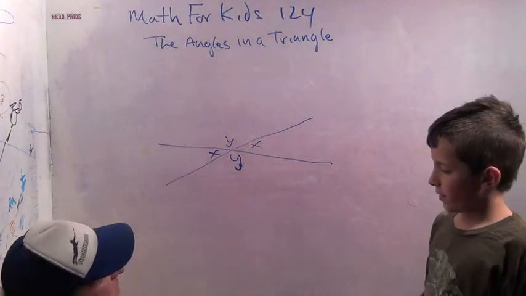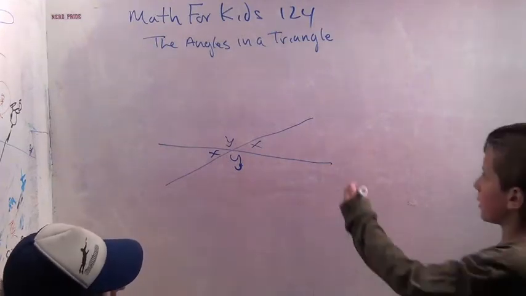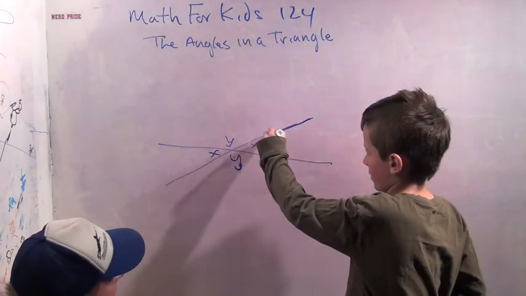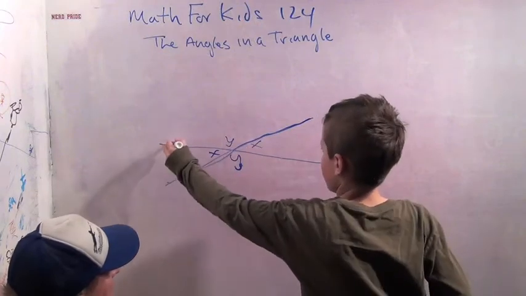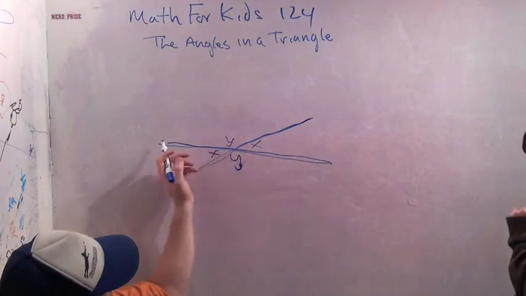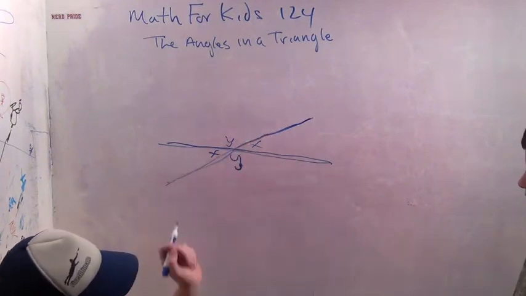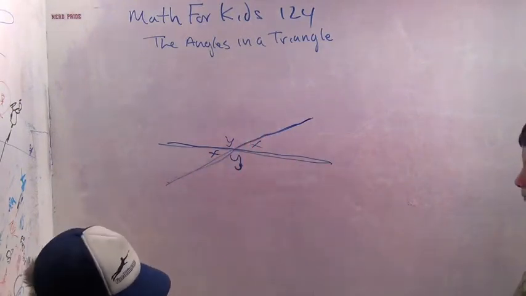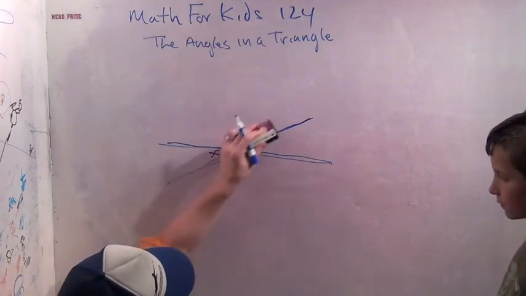Well, x plus y is 180. Why is that? Because this is a straight line. That's a straight line right there. And so is this. Okay, and so the angles x and y have to add up to 180 this way, and they have to add up to 180 that way. So that's pretty neat. Now we're going to learn a fun fact about triangles.